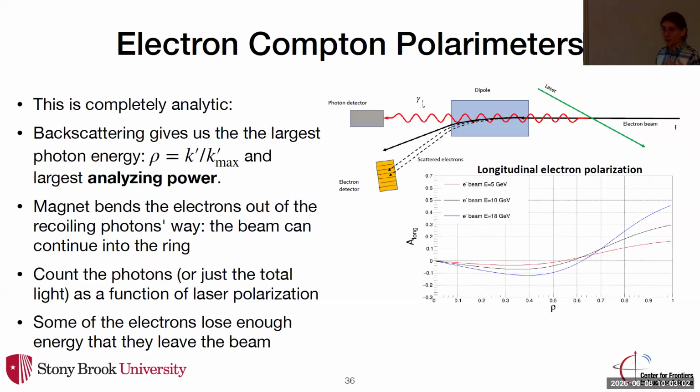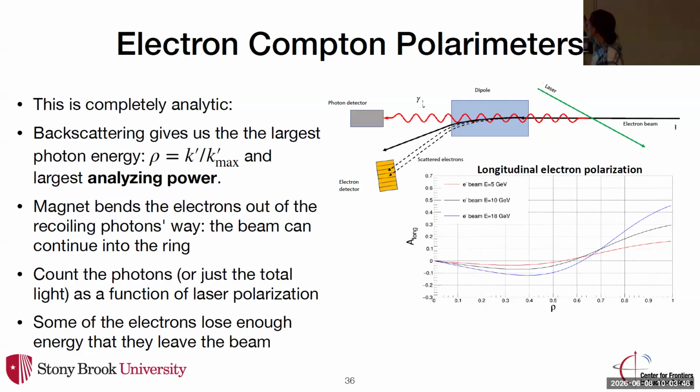This is QED. This is analytic. We can calculate this. I do not calculate this for you. But backscattering gives us the largest photon energy, where rho is the ratio of the energy the photon has to the maximum photon energy it has. Here you can see the A sub long, which is the analyzing power as a function of rho. You see that it grows as we go up to higher photon energy. And this is done for 3 different beam energies. So as we go up to higher energy, the analyzing power actually gets bigger, which is nice because we want this thing not to peter out at the top energy of our accelerator.